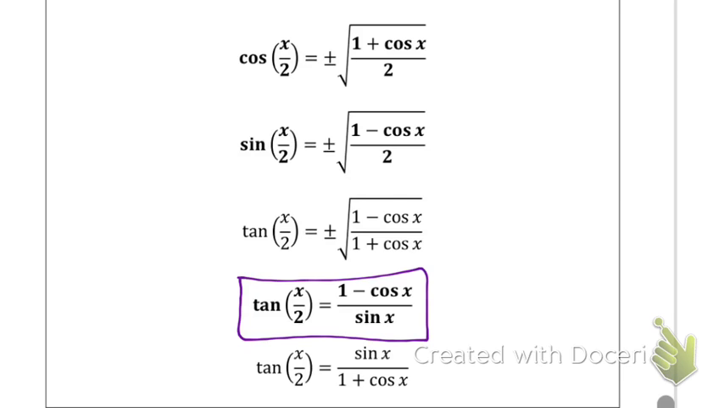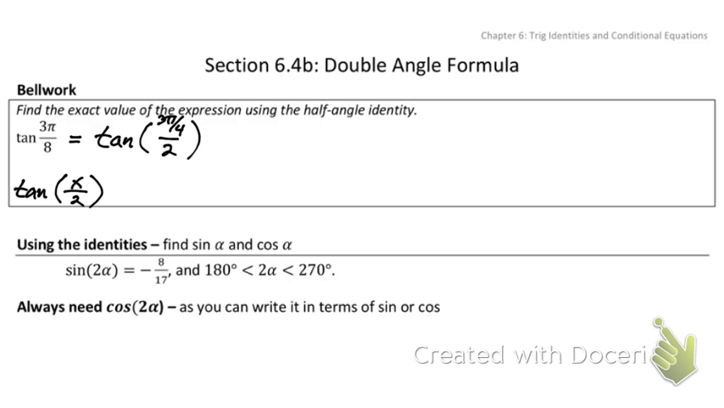I don't have a giant square root I have to sort through. I also don't have a fraction with 1 plus a number on the bottom. This is almost all the time the easiest one to use if I'm just plugging in numbers. All right, so now we have tangent x over 2, and we're going to use this 1 minus cosine over sine. So we're going to say this equals 1 minus cosine. Now here's where you can make silly mistakes. It is just the 3 pi over 4. It is just what's in that numerator. And then that's over sine.